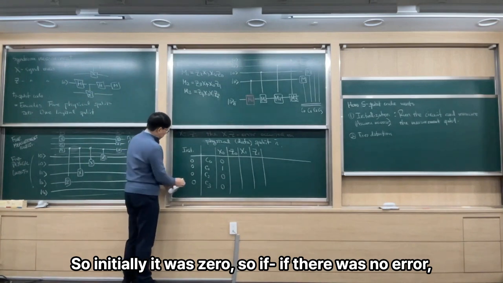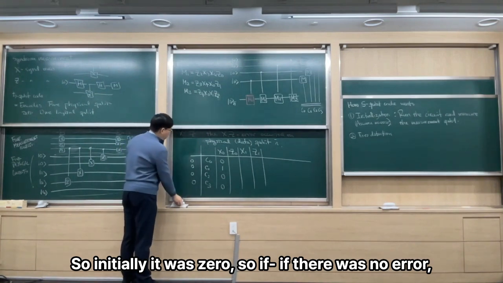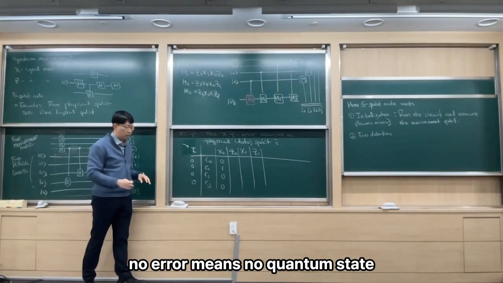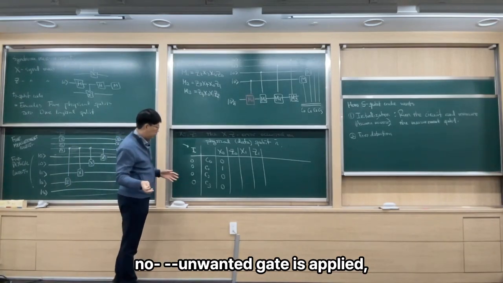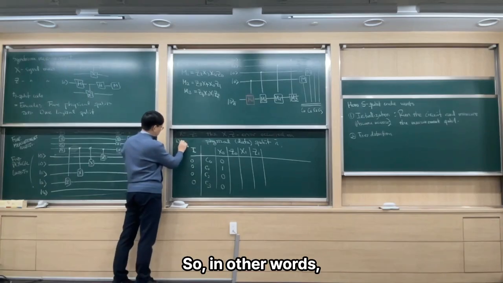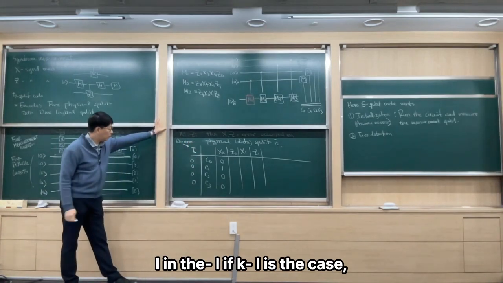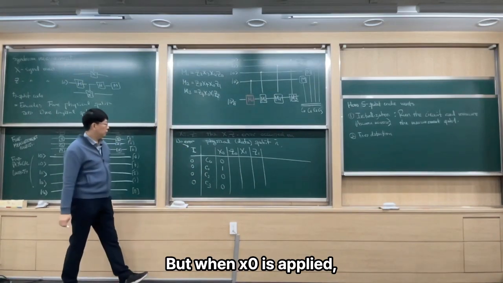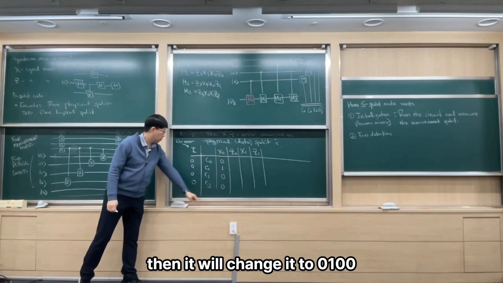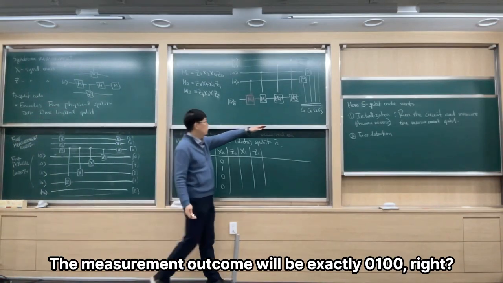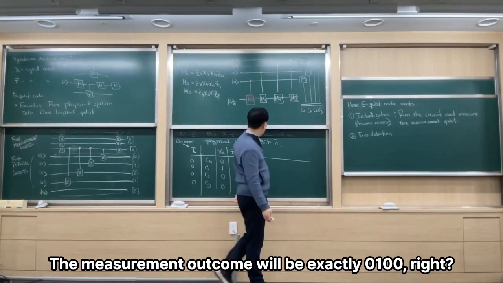So initially it was 0. If there was no error, that means no unwanted quantum gate is applied. So you can say that the identity gate is applied. In other words, if I is the case, then it will turn out to be 0. But when X0 is applied, then it will change it to 0, 1, 0, 0. And we can detect it by taking a measurement. The measurement outcome will be exactly 0, 1, 0, 0, right?